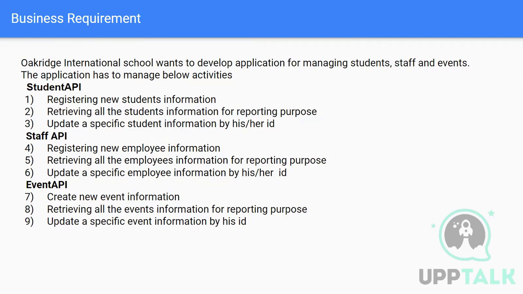They need to create a new event, retrieve all the events happening in a particular month or something like that, and update the event. They have to manage the events happening in the school, right? So they need to manage these three objects: student information, employee information, and event information. And we start designing that.